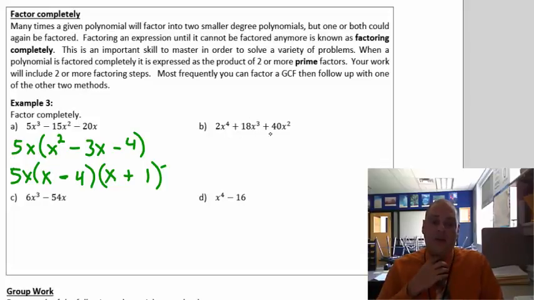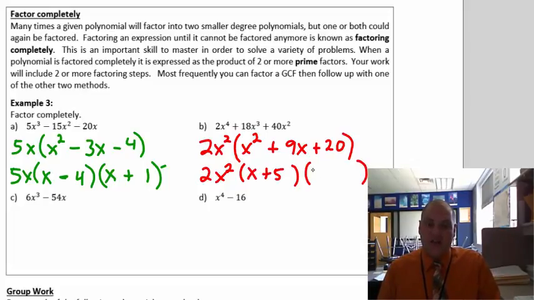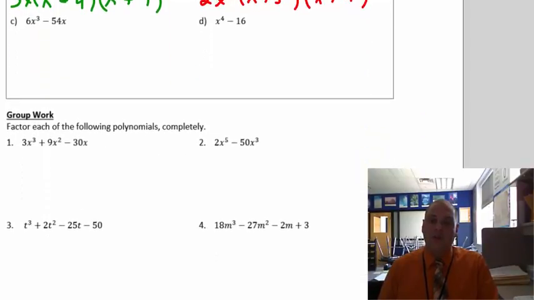Here's another one, another common factor. I got 2, and I also have x squared. So 2x squared is my common monomial, common factor there. Divided out, I get x squared plus 9x plus 20. So that's 2x squared, and then again, x squared plus 9x plus 20 can be factored more: x plus 5, x plus 4. 5 times 4 is 20, and 5 plus 4 is 9. So B and A are almost the exact same example. These are a little bit different.